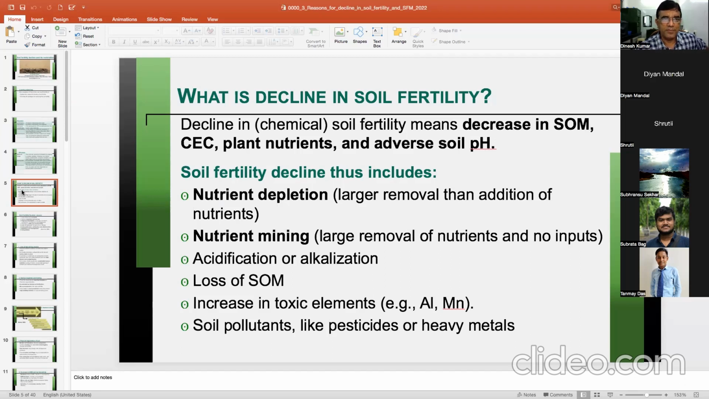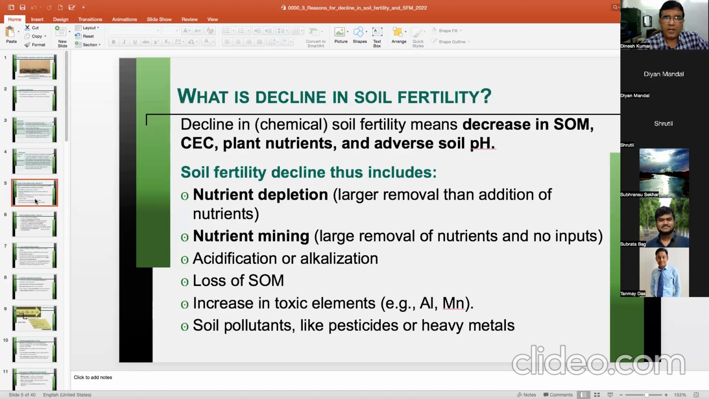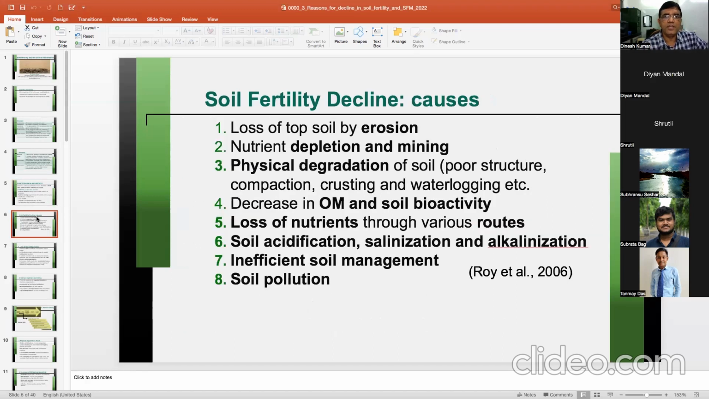Increasing toxic elements: very few studies are there, but you can guess that our soils are getting polluted due to several reasons. You will see why soils are getting polluted. Increase in toxic elements and soil pollutants like pesticides or heavy metals can come. And we will see what these pollutants will do to the soil. So overall, you have seen the kind of decline that is happening and what it includes. So now you see soil fertility decline, the reasons, the causes.